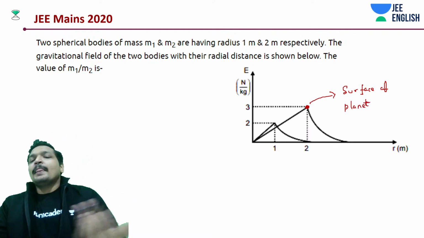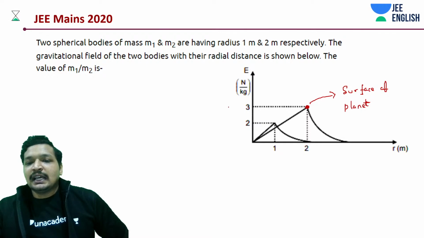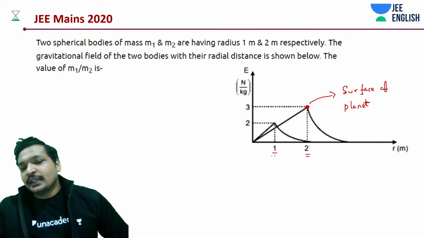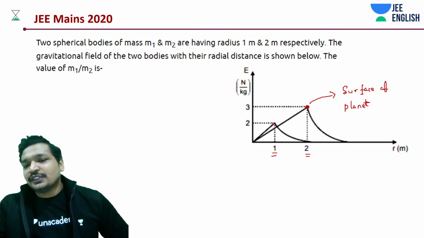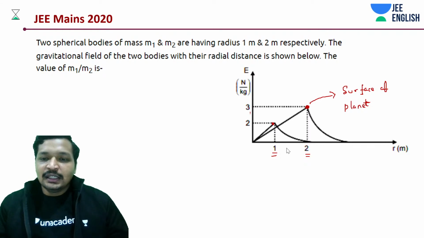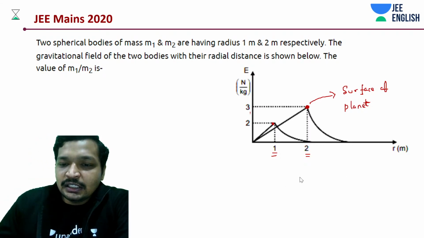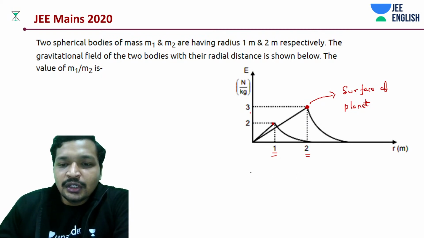Okay, right, and this is a planet that is having a radius how much? 2 meters, that we know from, and at 1 meter it's going to have maximum. That's it, end of the story. This is also surface of the planet. Okay, let's get into the calculation. What is the calculation that we need to do?